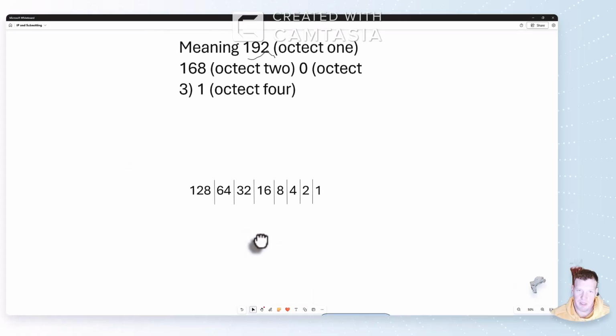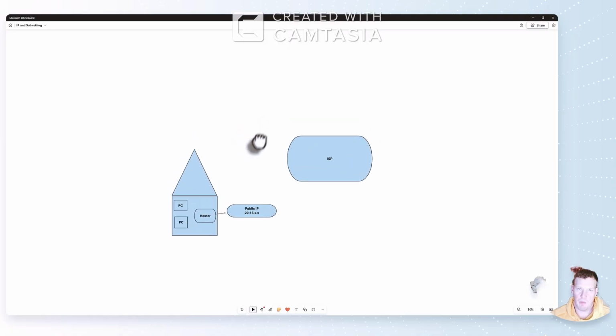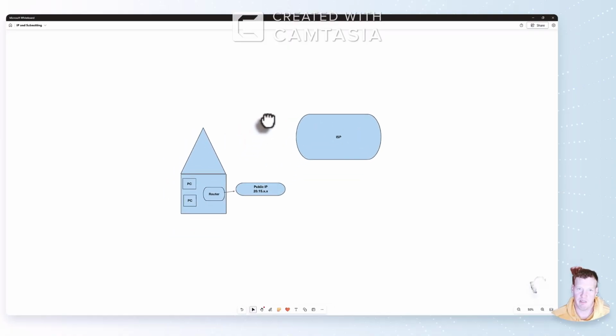If we look down a little bit into some practical use, we want to talk about the concept of public IP and private IP. Public IP is going to be the IP that your ISP gives you. So when you sign up for internet, you're given a public IP address. In this example, we're going to say it's 20.15, some random numbers.